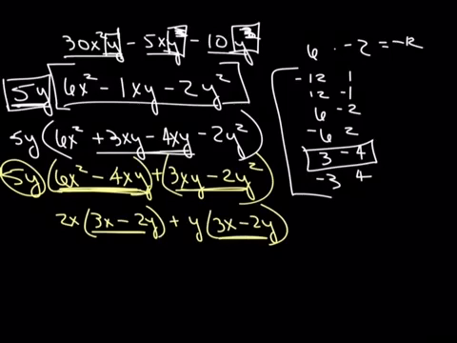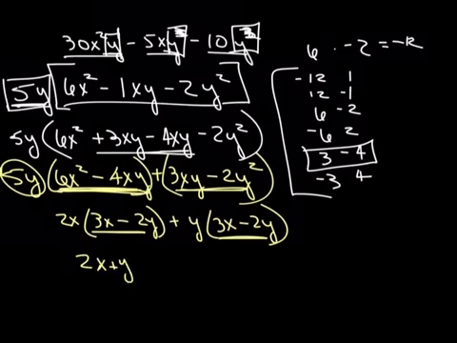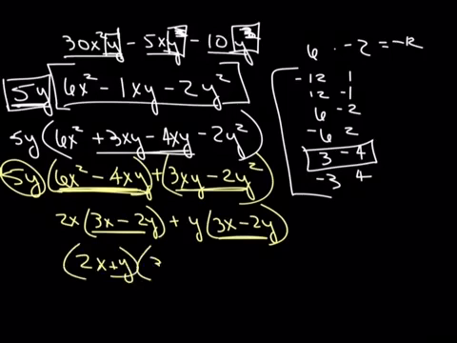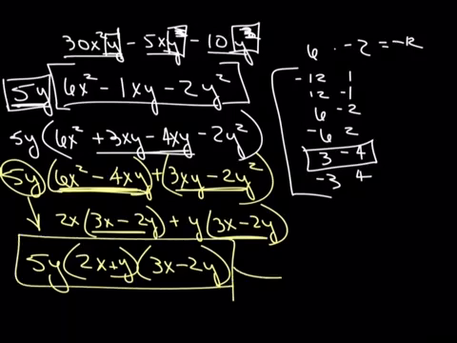So, non-grouped stuff go together, and grouped stuff go together. And this 5y, you can't forget that. That needs to go on there too. Okay, so there's your answer. That is this factored down.